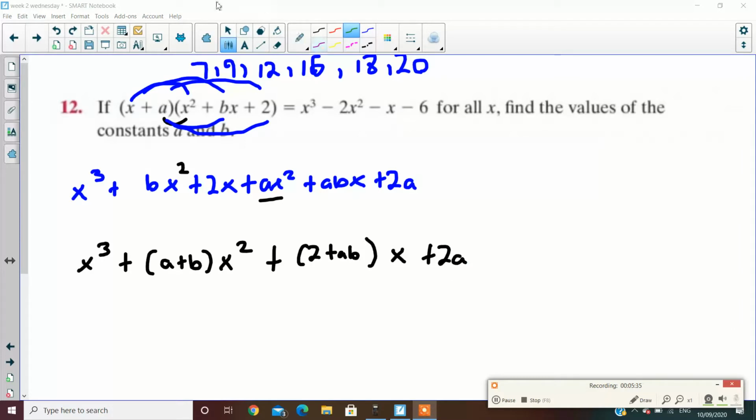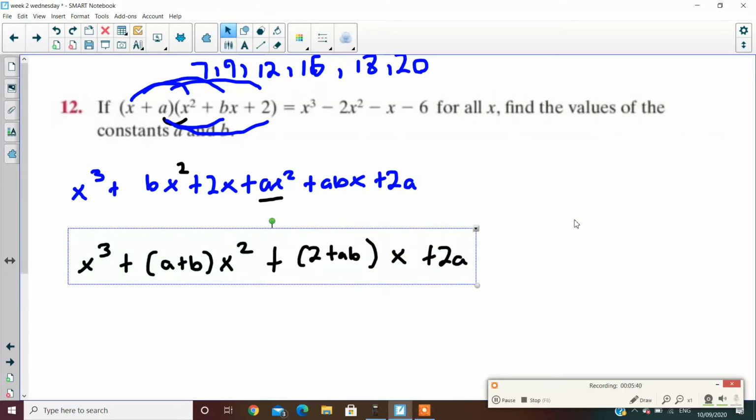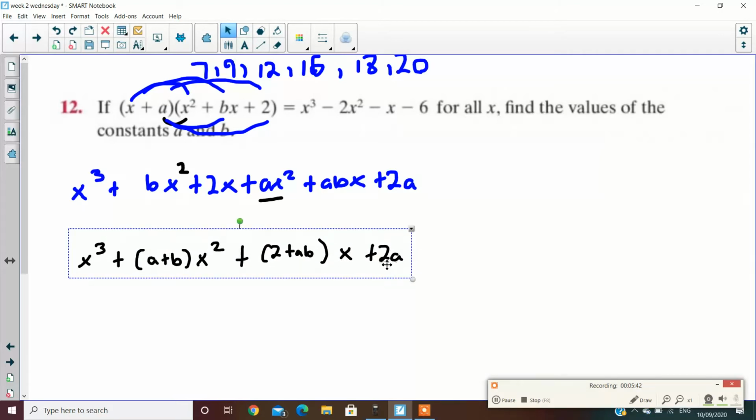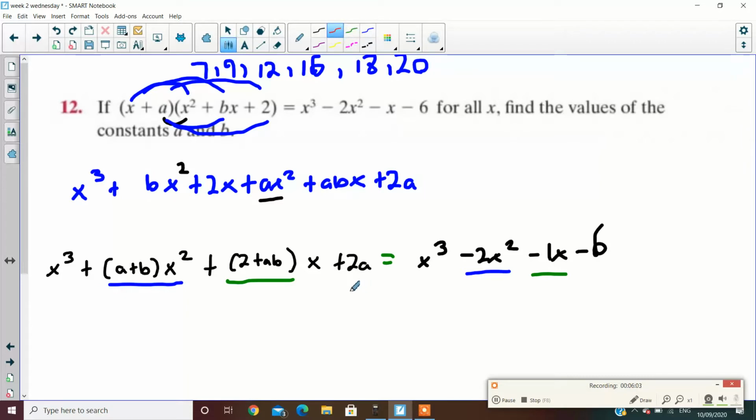Anybody got any questions after you do this? What's going to happen is you're going to have x cubed minus 2x squared minus 1x minus 6. Match them up. It's the blue section, green section, and finally red section and red section. Everybody got that? I'll start off with the red section.